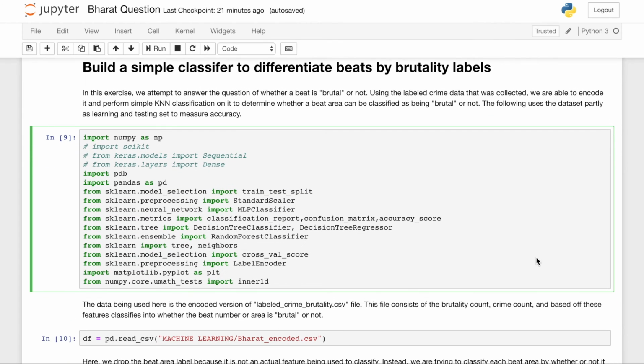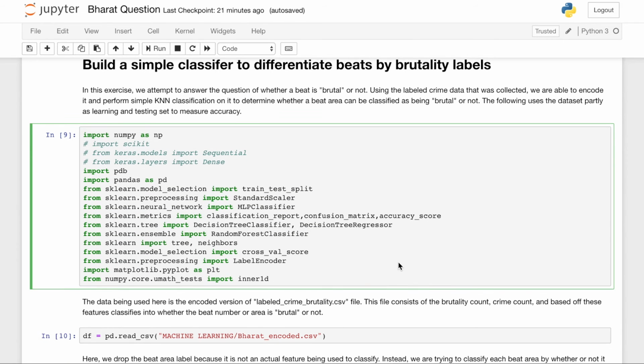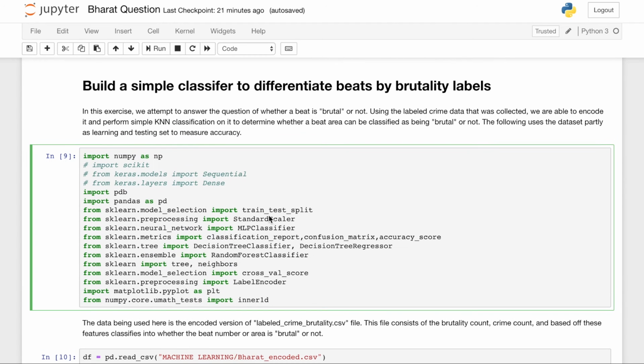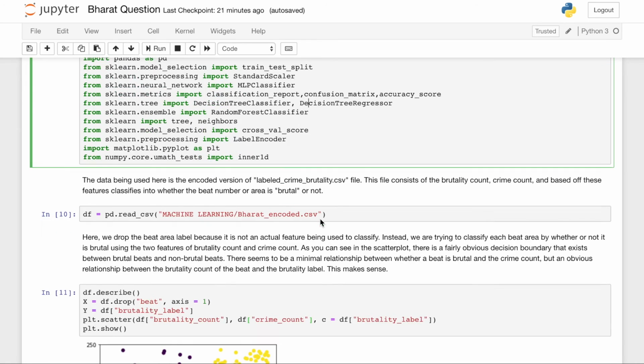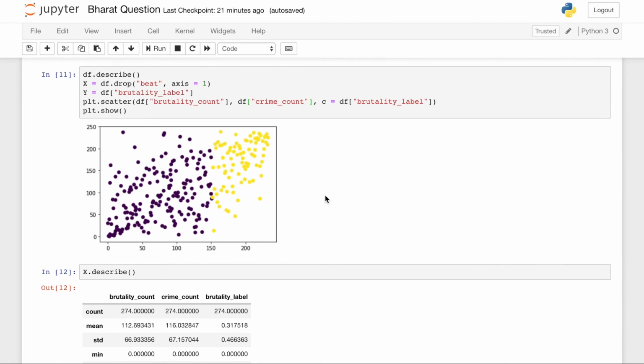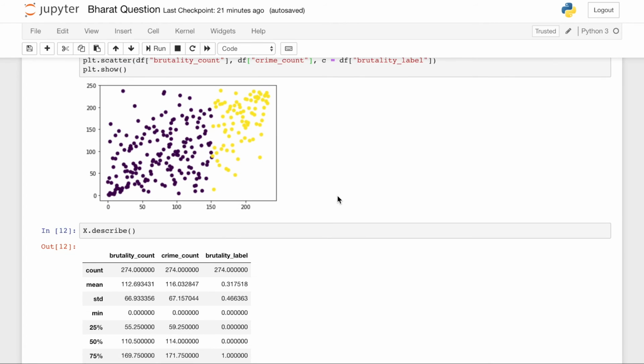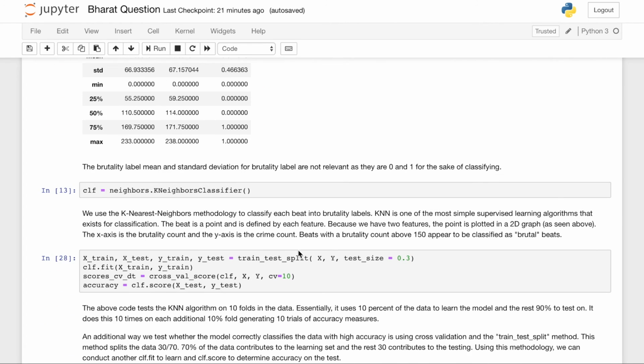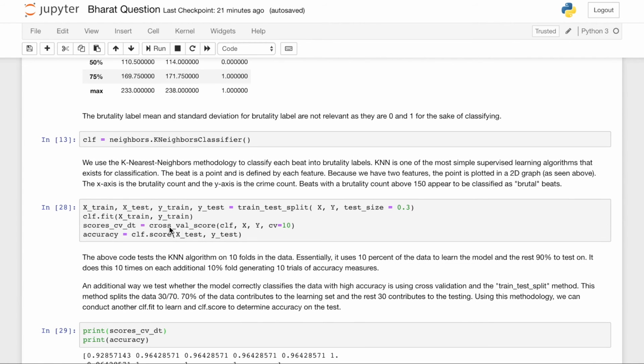For this problem, we chose to classify whether a beat area was brutal or not. We did this using the scikit-learn library and specifically the k-nearest neighbors classification method. The cool thing about this specific problem was that we got the opportunity to actually do classification rather than a linear regression predictor. As you can see here, we called in the k-nearest neighbors classification object.